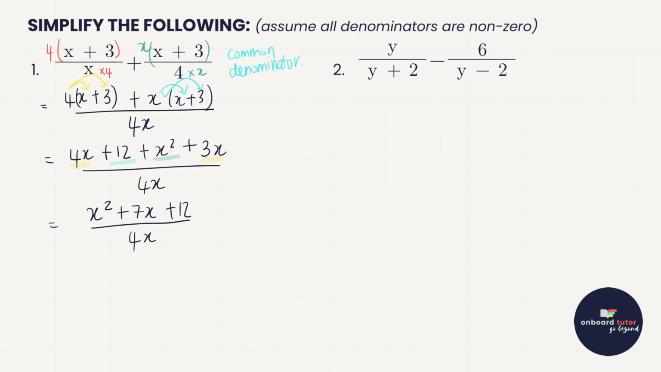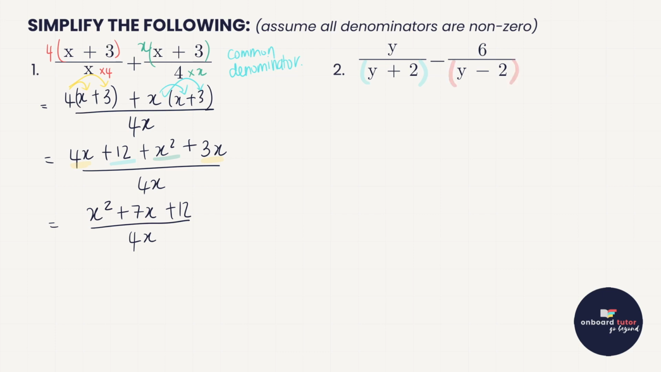All right, next up, we have got a bit more complex denominators here to work with. Okay, y plus 2 and y minus 2. Now be very careful because these have already got pluses and minuses.